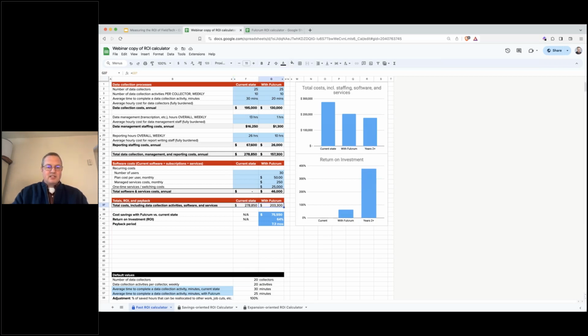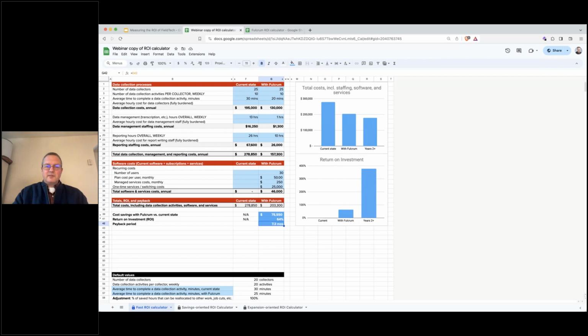And that means that the cost savings, the hard dollar savings that you're getting versus the current state is about $76,000. A bit of a difference. That is a return on investment of 64%, and your payback period is 7 months.